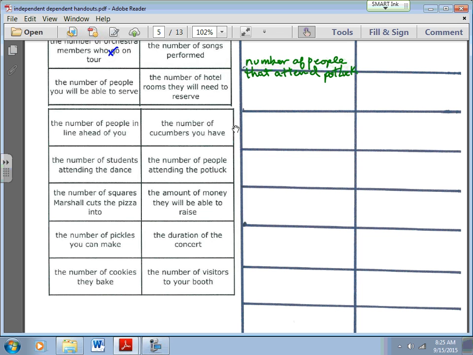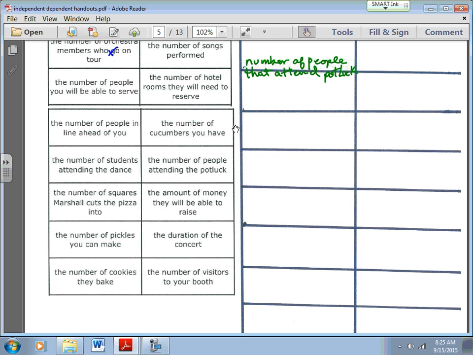So I want to make sure, because I only got 2 left on the left side that haven't gotten matched. The number of people in line ahead of you should match with the length of time. So that one should have been already done. All right, so that leaves me with 1 on the left.